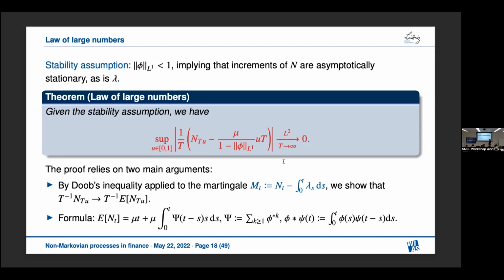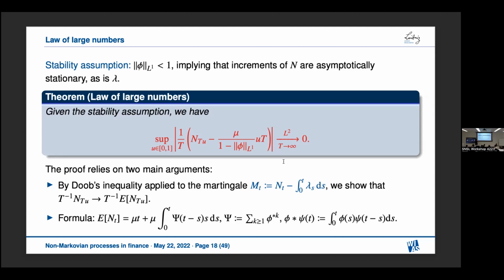I'm not going to show you a proof, but basically there are two parts of this argument. The first is a very general fact about counting processes: the counting process has a compensator, and the compensator is nothing but the integrated intensity. So if I subtract the integrated intensity from the counting process, I get a martingale. And for martingales, we have lots of techniques available. In particular, we have the Doob inequality, and with it you can show the convergence at the level of the actual expected value.